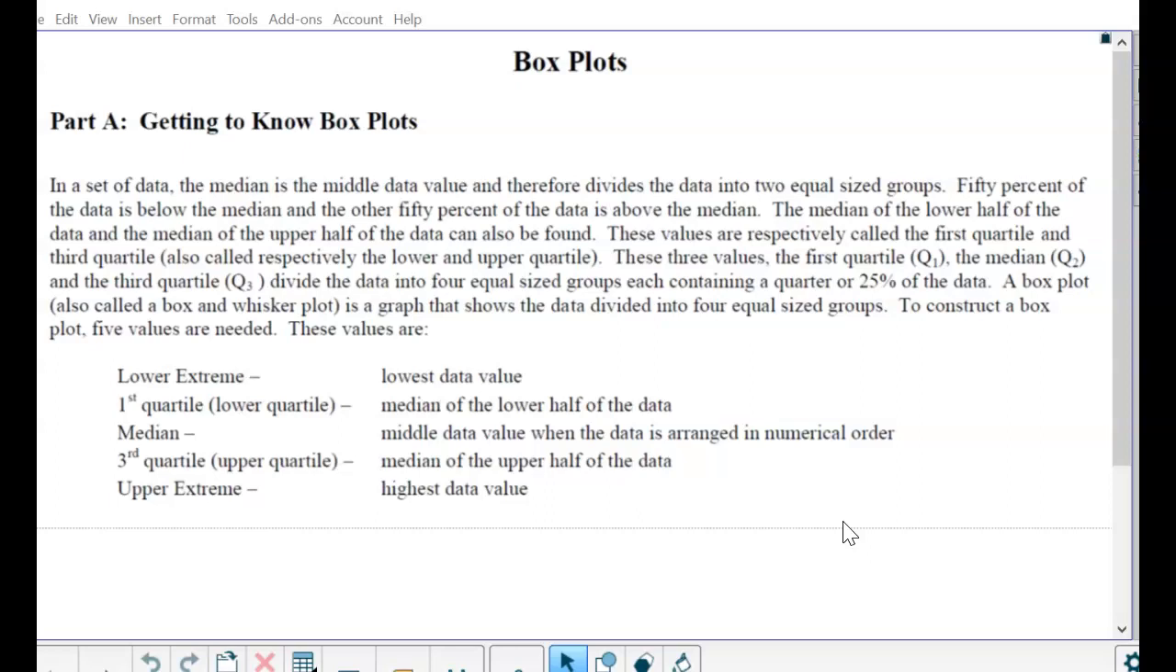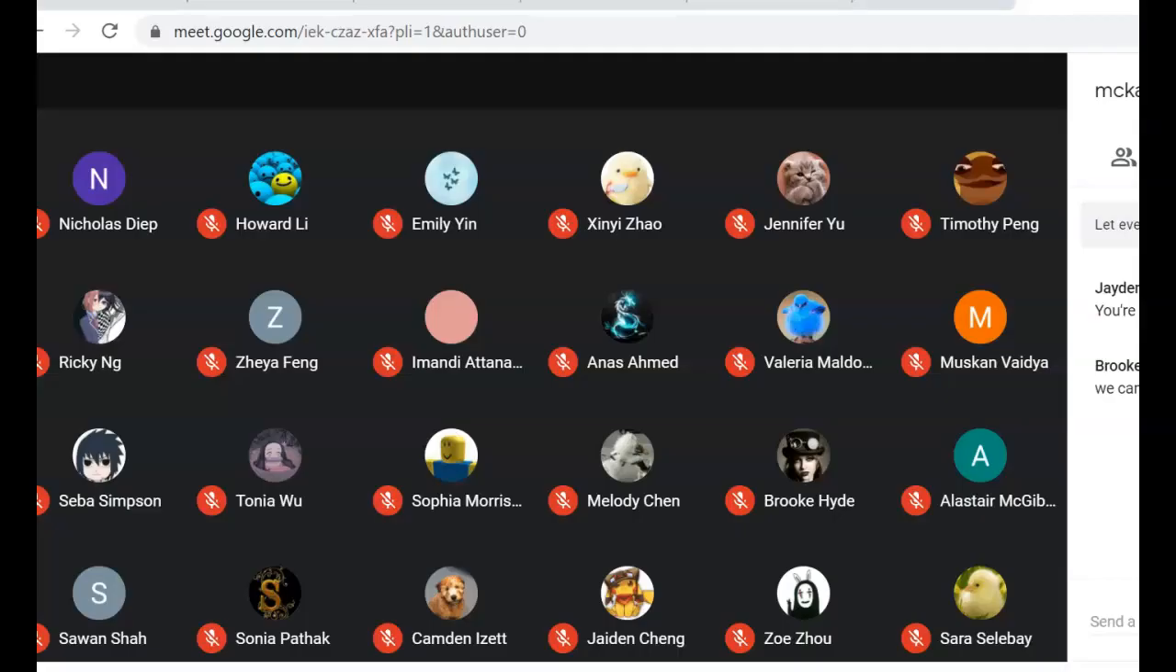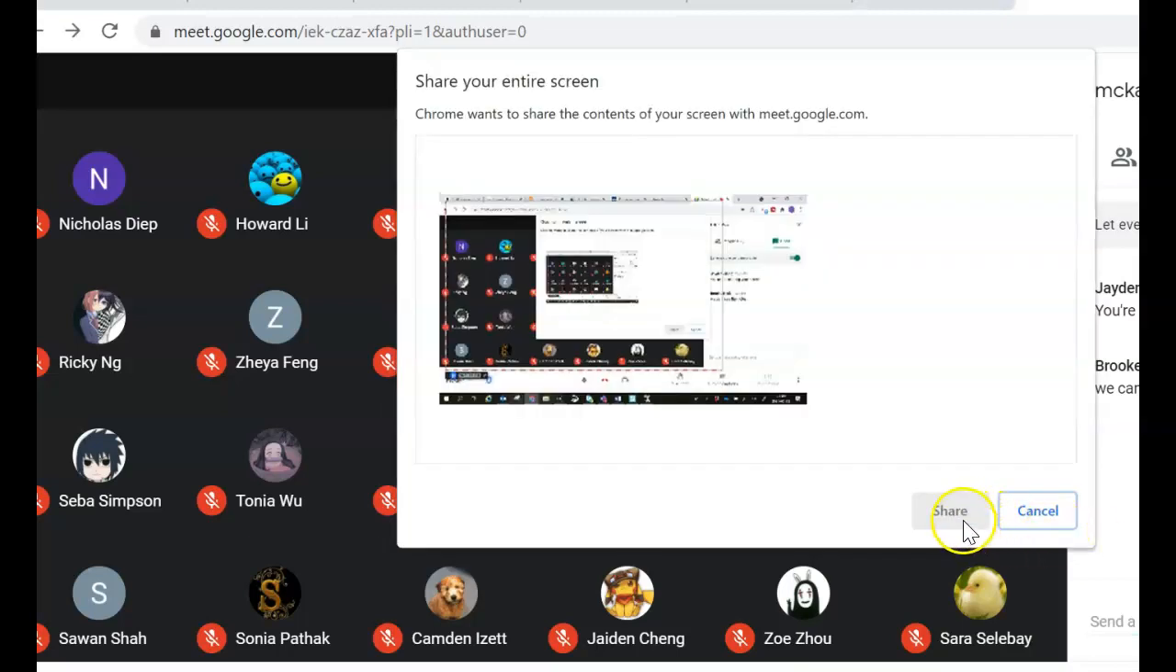Okay, so to construct what's called a box plot, we need 5 different values, yeah, those 5 values that are listed there.